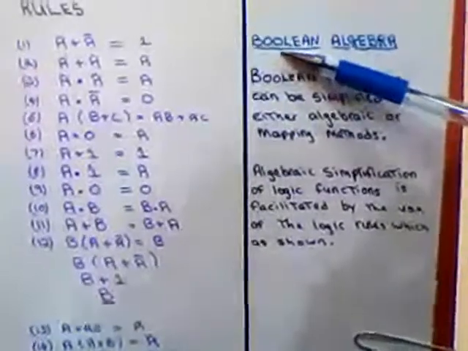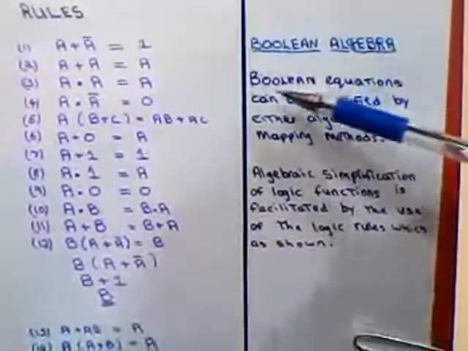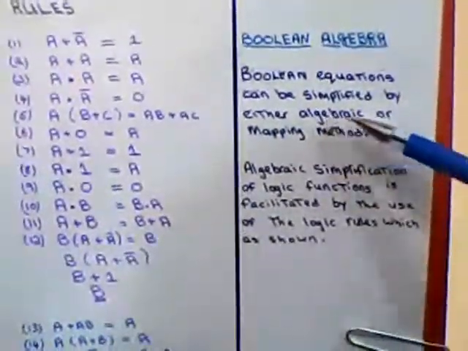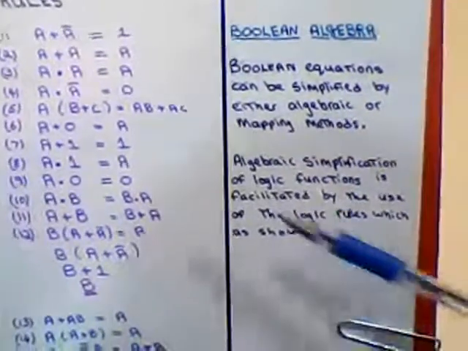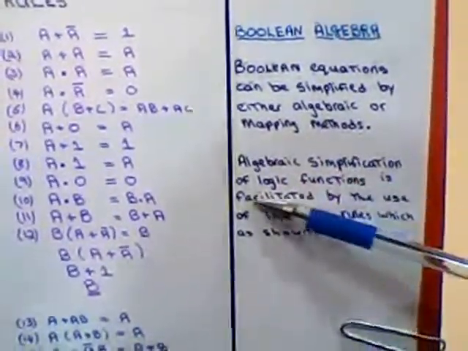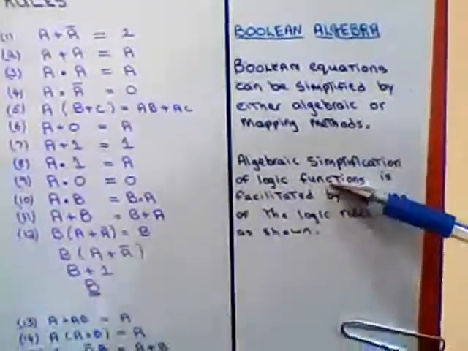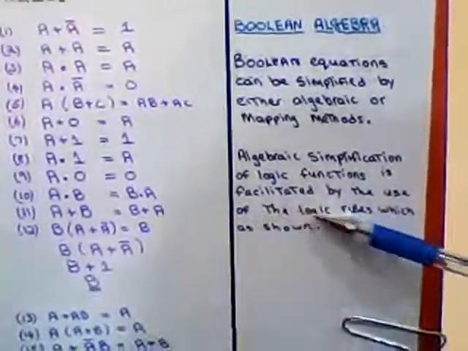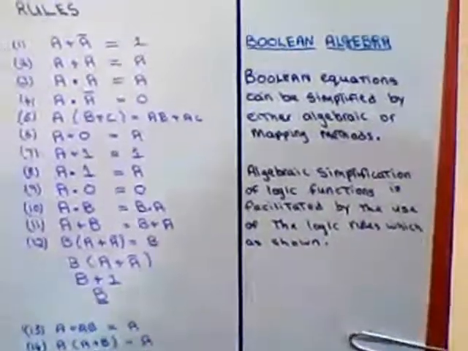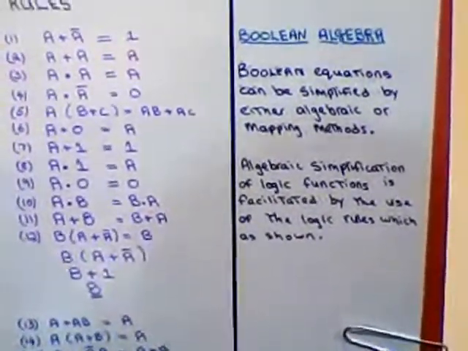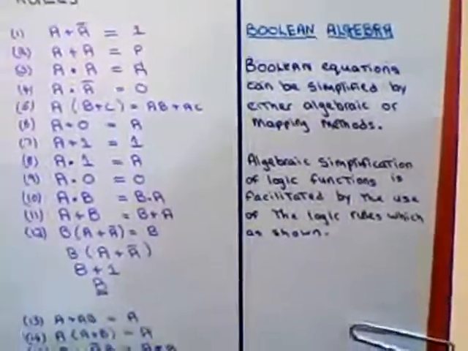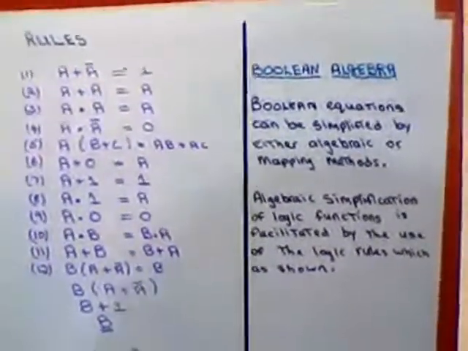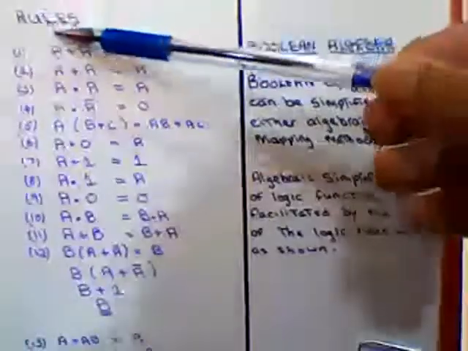Now what I want to look at first is this section here. Boolean algebra. Boolean equations can be simplified by either algebraic or mapping methods. The algebraic simplification of logic functions is facilitated by the use of the logic rules, which are shown. If you're dealing with logic systems, you need to first know the rules that apply to those systems. That is important to understand. And here are the rules.